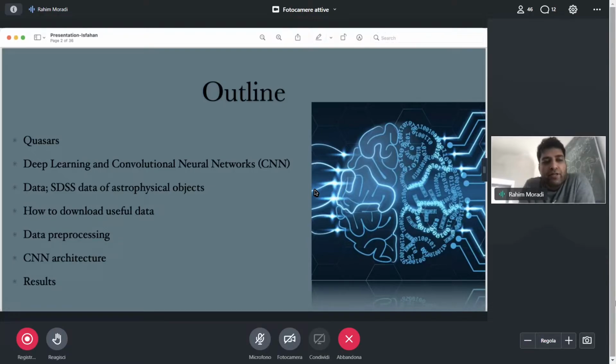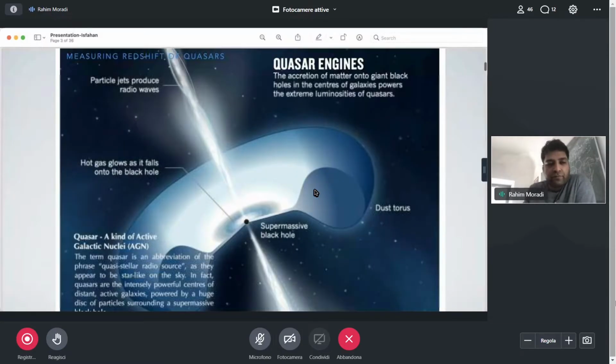Then I will talk about SDSS data. There are many packages to download, but I will present a way for newbies in this area to go to the website and download and see the data and spectrum by themselves, optical spectrum. Then I will explain a bit about data pre-processing and its importance in astrophysics. Finally, I will be talking about our CNN architecture and the result.